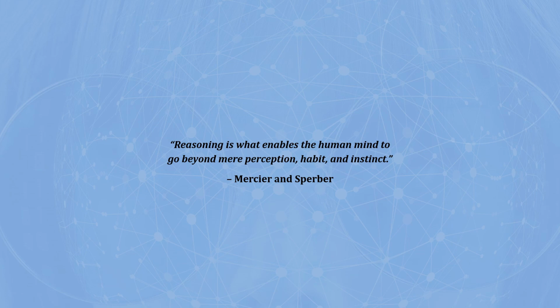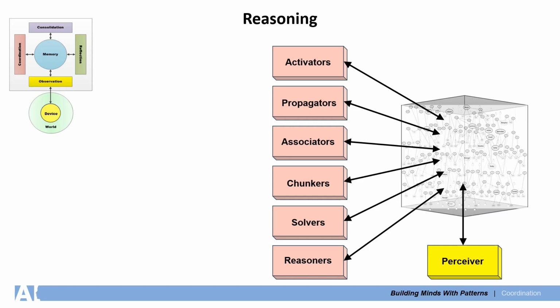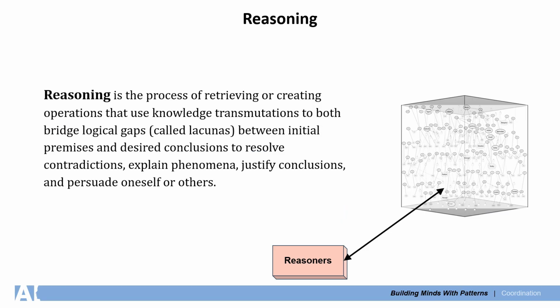Reasoning is what enables the human mind to go beyond mere perception, habit, and instinct. Mercier and Sperber. Reasoning. Reasoning is the process of retrieving or creating operations that use knowledge transmutations to both bridge logical gaps, called lacunas, between initial premises and desired conclusions, to resolve contradictions, explain phenomena, justify conclusions, and persuade oneself or others.